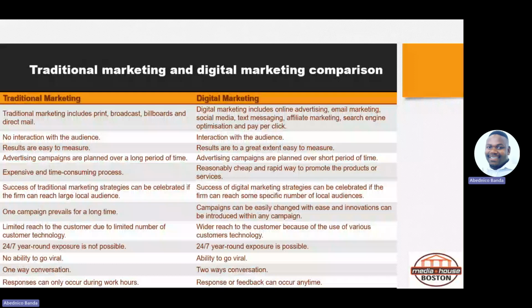Traditional marketing is generally very expensive, extremely expensive. Last time I checked, a 30-second advert on TV was 85,000 rands. That's how expensive it is. If you go to social media, you can spend way less than that, and digital marketing has the ability to go viral. With traditional marketing, just think of a billboard that is stuck on a certain highway. How can it go viral?